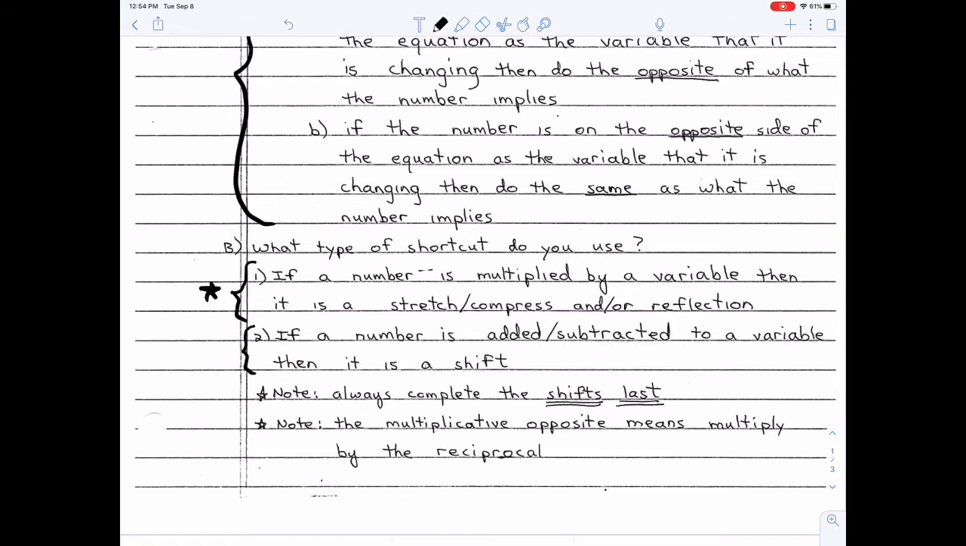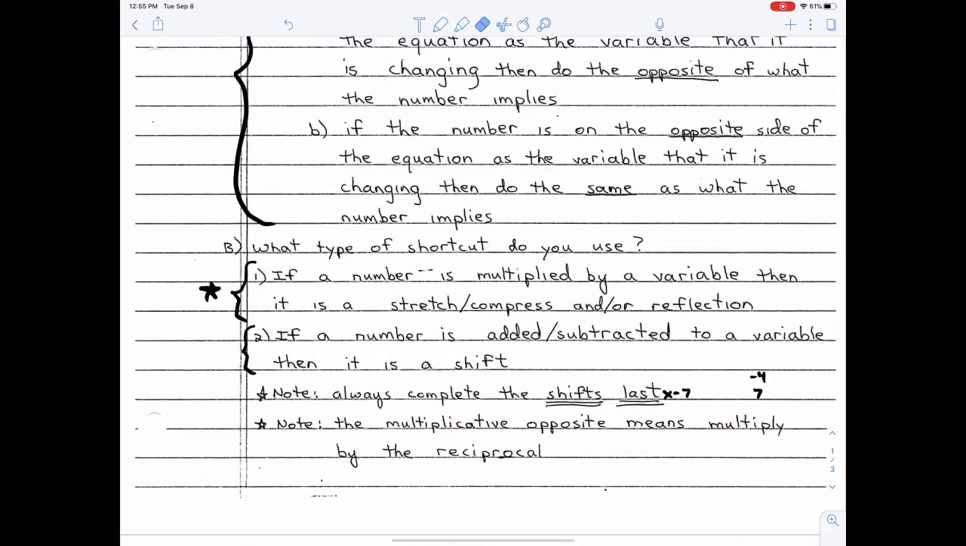So if we're talking about a shift, let's say it says x plus 4. Well, what's the opposite? The opposite is a negative 4. Let's say it says x minus 7. Well, what's the opposite of that? A positive 7. You change the sign. When you're talking about addition or subtraction, you change the sign.